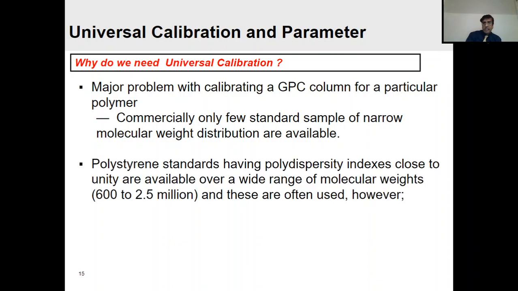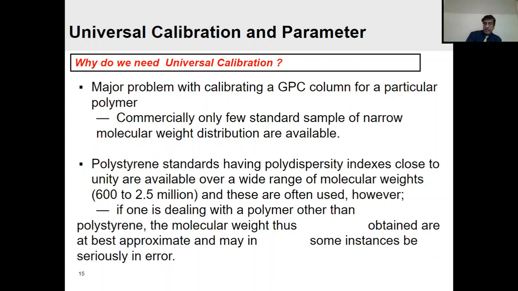Mostly what we have available is polystyrene from 600 to 2.5 million molecular weight range. The problem is that if you are dealing with some other polymer, then the molecular weight obtained in comparison to the polystyrene standard will be in serious error. So ideally, whatever type of polymer you want to find the molecular weight of, you should calibrate the column using a standard of that particular polymer.